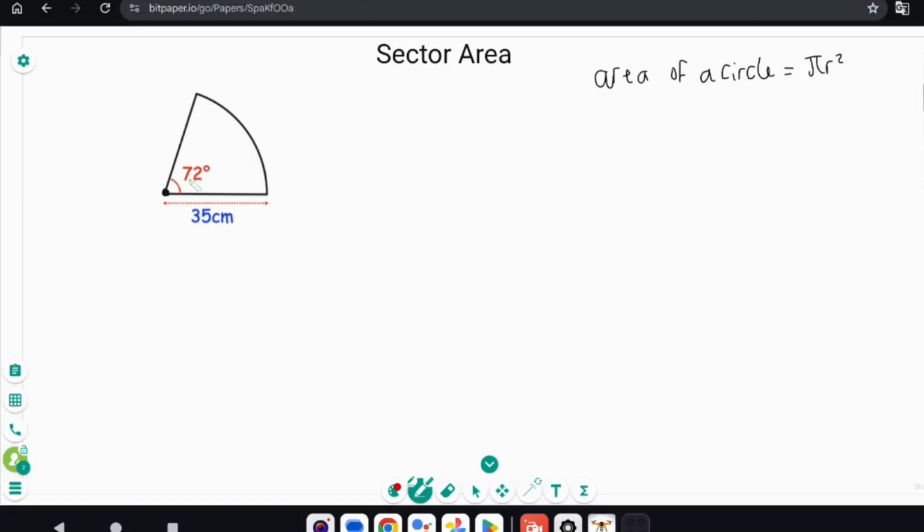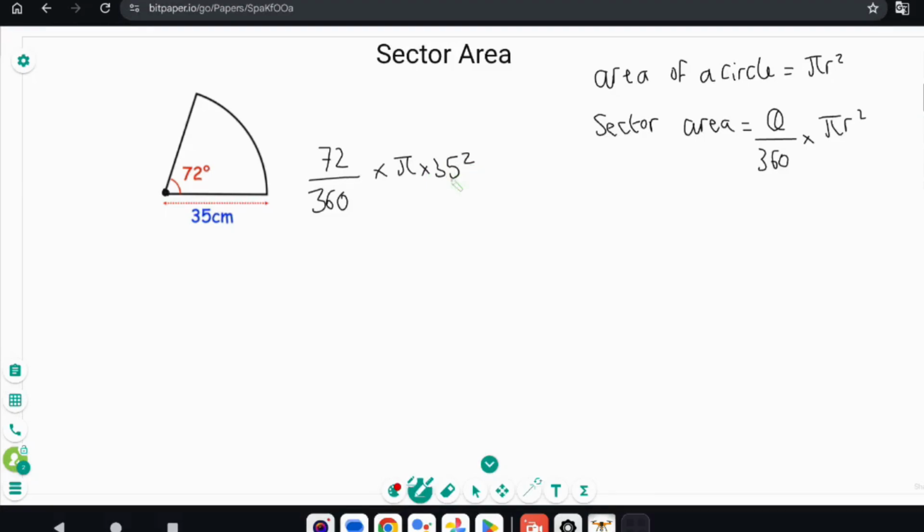So to find the sector area, you have to memorize this formula. Very similar to arc length. To get the proportion of your circle, it's theta over 360. And then it's the proportion of the area of your circle, so times pi r squared. So here we would have 72 over 360 times pi times radius squared.